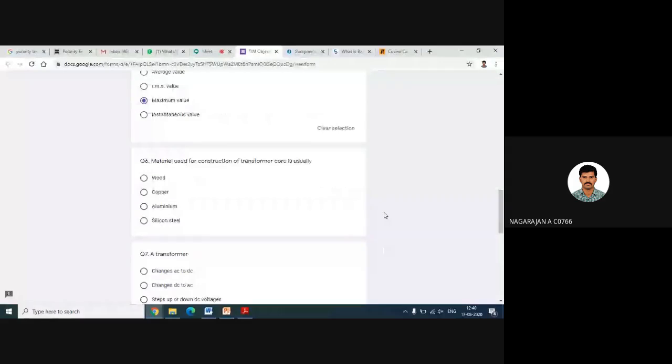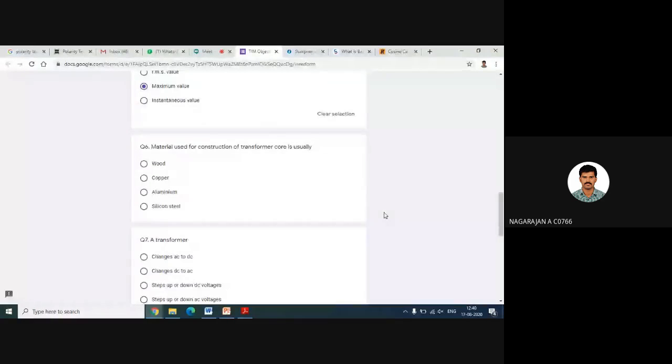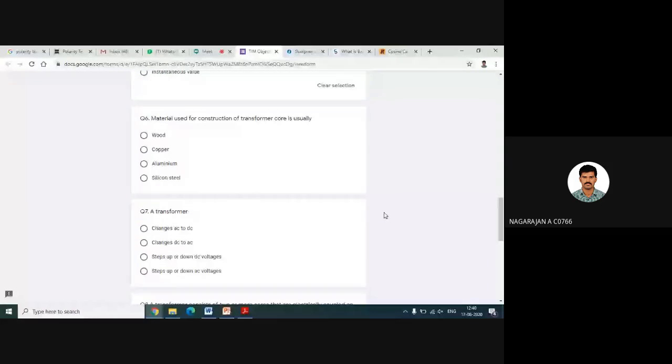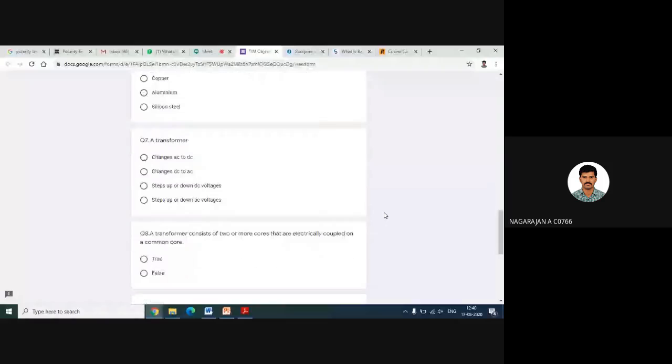This question is repeated: the material used for construction of a transformer core is usually made of silicon steel. Again, it is repeated. Next question: a transformer changes AC to DC. Is it right? It doesn't change AC to DC. A transformer is not a converter. It doesn't convert power. So the first two answers, changes AC to DC, are not the answer.